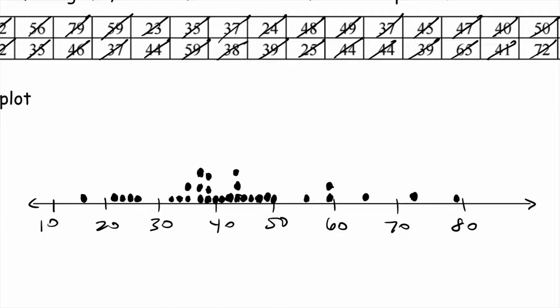So what do you notice about the data? So if you had to say one thing about the data, take clusters. Yeah, there's clusters, right? Where are the clusters? Is there one? Is there two? From about a little bit above 30 to about 50 is a huge cluster, right? I would say that's a cluster right there.